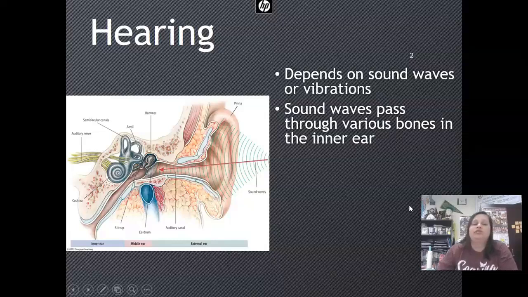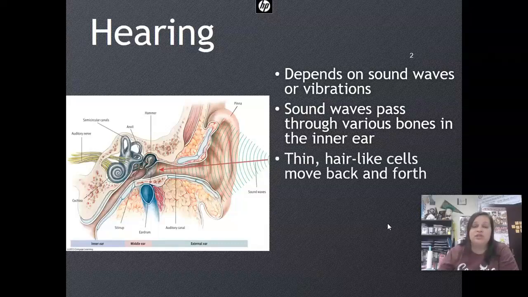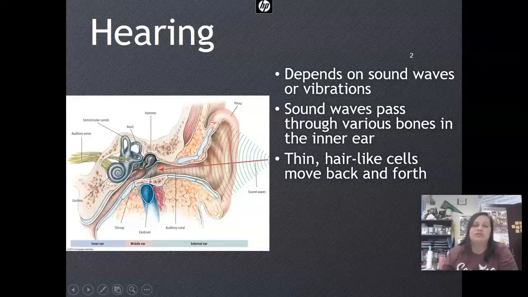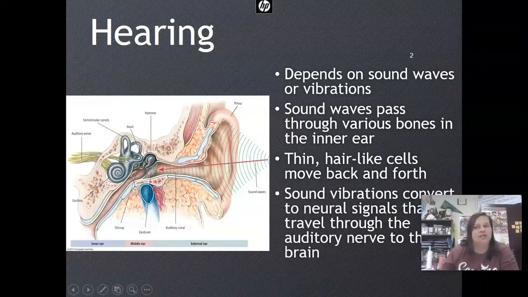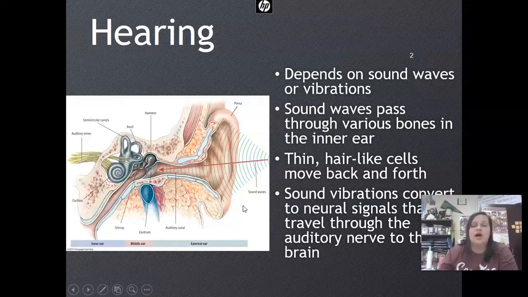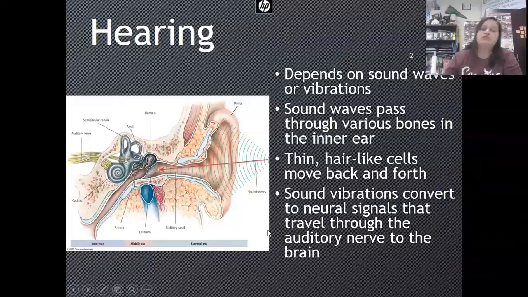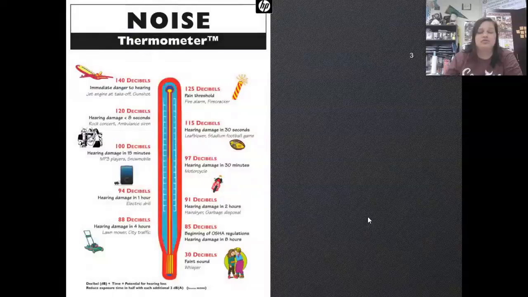So in order for hearing to occur, there has to be sound waves or vibrations in the air. Those sound waves travel through your ear. They put pressure on various tiny bones in the inner ear. That causes tiny little hair cells that you've got in your inner ear to move back and forth. And then magic happens. Those sound waves or sound vibrations are converted into neural impulses that the brain can understand. They travel along the auditory nerve and then to the brain.